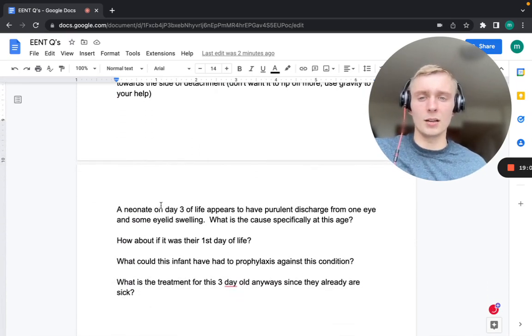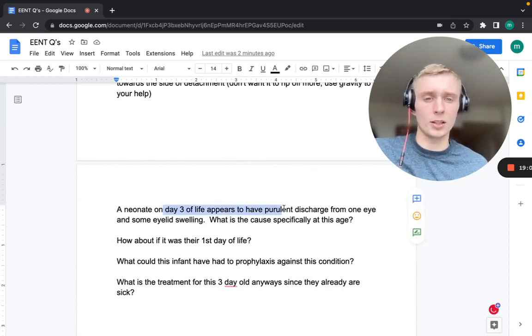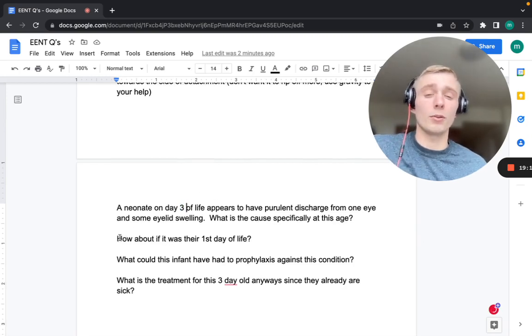Next one is a neonate on day 3 of life, appears to have purulent discharge from one eye and some eyelid swelling. What is the cause specifically at this age? So again, 3-day-old neonate, purulent discharge from the eye. How about if it was their first day of life? How about if this infant was only 1 day old? Then what would be the most common cause? So it's important to know, based on whatever day they give you, what the cause is going to be.